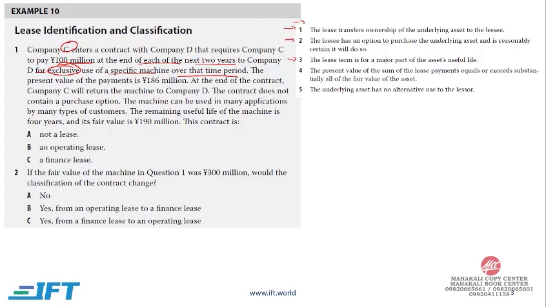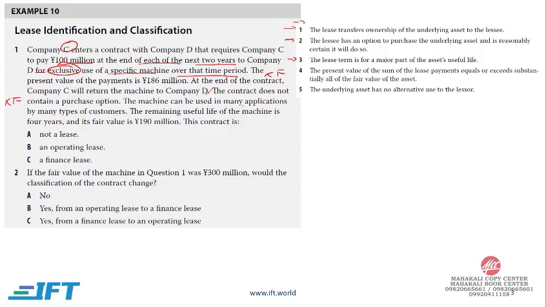So at the end of the contract, company C will return the machine. The lease transfers ownership of the underlying asset to the lessee, or the lessee has an option to purchase the underlying asset and is reasonably certain it will do so. Over here, at the end of the contract, company C will return the machine to company D. So again, this is indicating it is not a finance lease. The contract does not contain a purchase option. Again, it is not a finance lease.